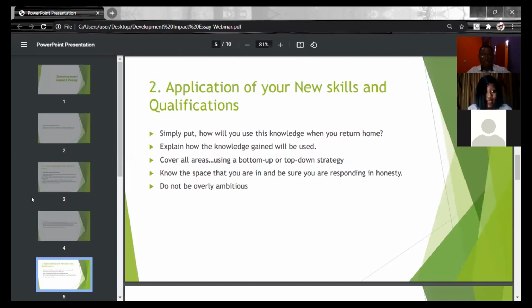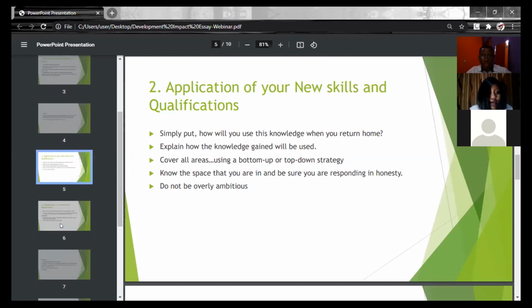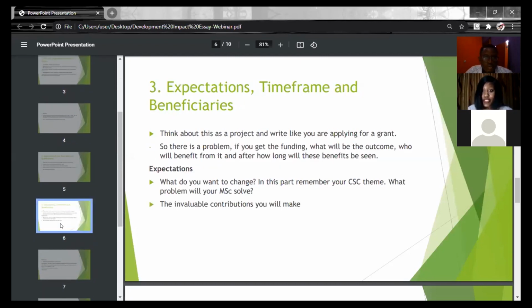Okay, on to the question, and that's the expectations, the time frames, and beneficiaries of your proposed study should you get the scholarship. So what I'd say is that think about this as a project. Just as Faithful said, that you're applying for a 20 million naira grant. So should you be given this funding, what are the outcomes that you want to achieve with this project?